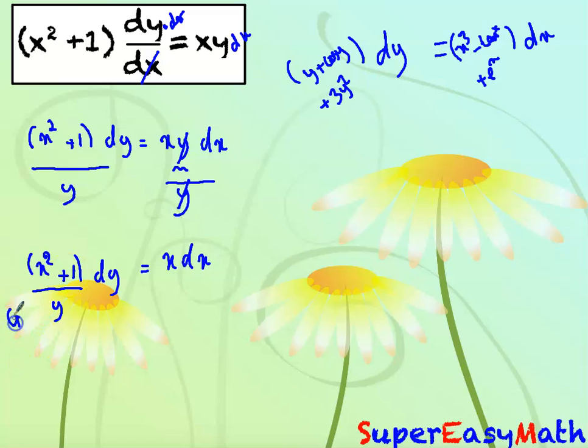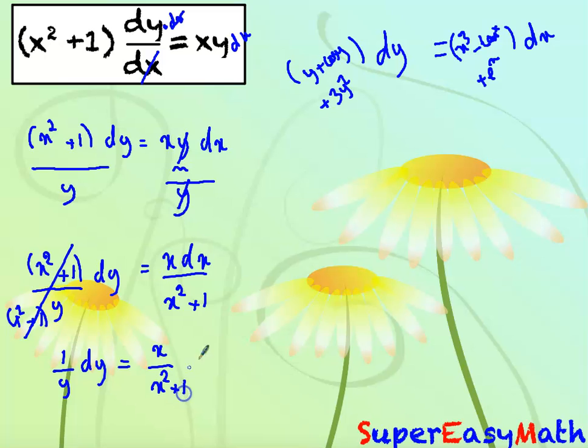So just divide by x squared plus 1. So here x squared plus 1, and here x squared plus 1. These two eliminate each other. We have 1 over y dy equal to x over x squared plus 1 dx. Now we reach this shape. We have dy and all y terms, and dx and all x terms. The final step is to integrate both sides. So we will integrate 1 over y dy and x over x squared plus 1 dx.